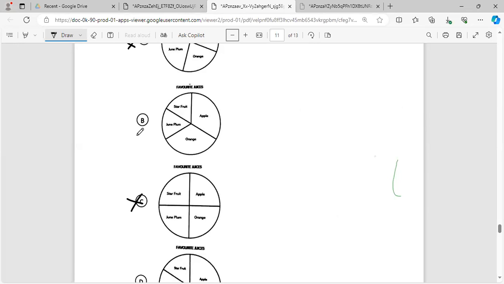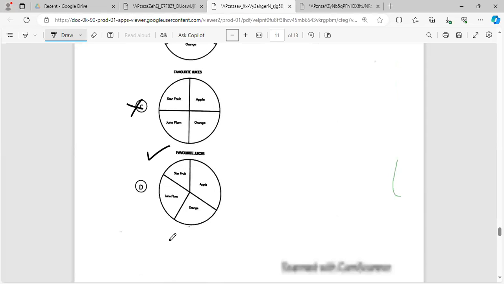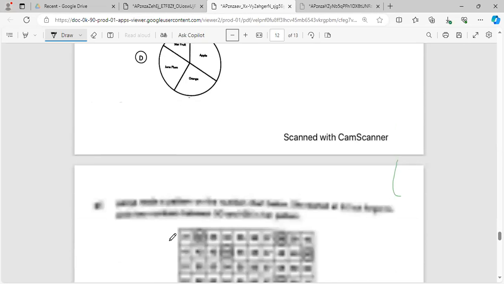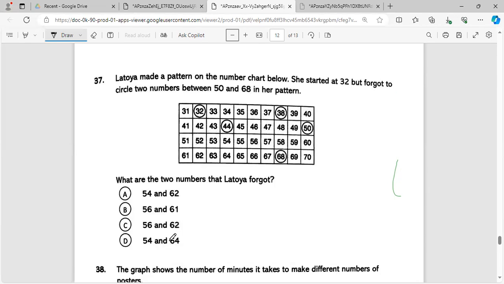Okay, good job. You guys are awesome. So it would be D then. Star fruit smaller, yeah. Bam, bam, bam. Good job, guys. 37.